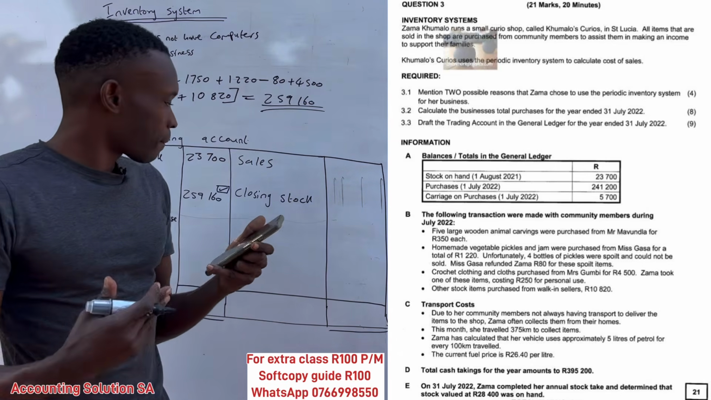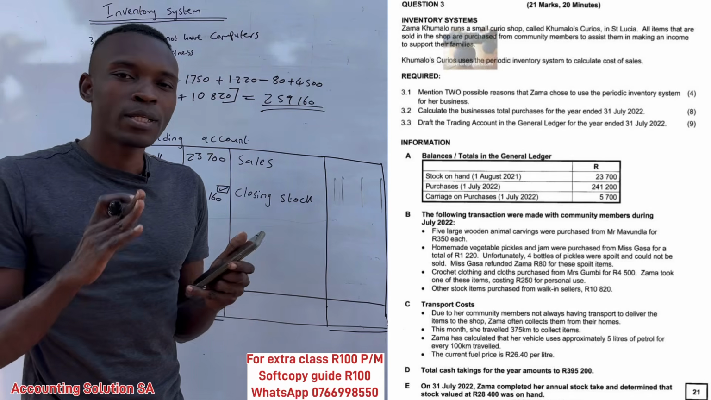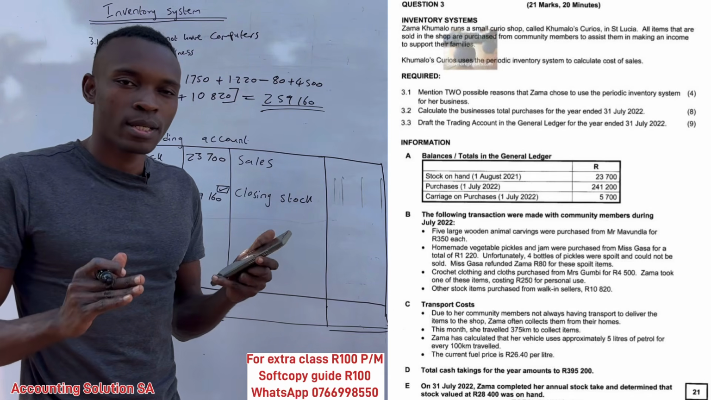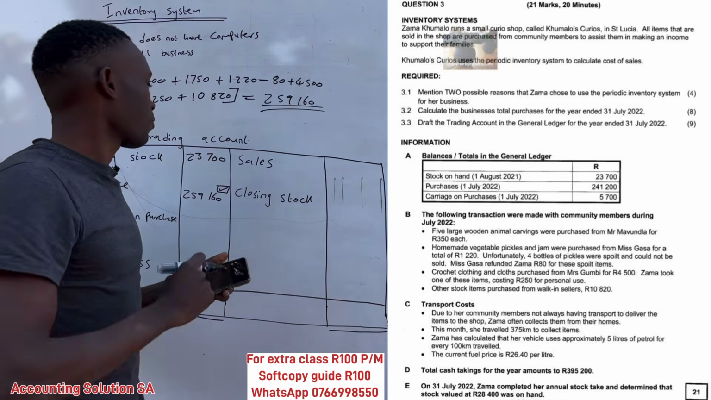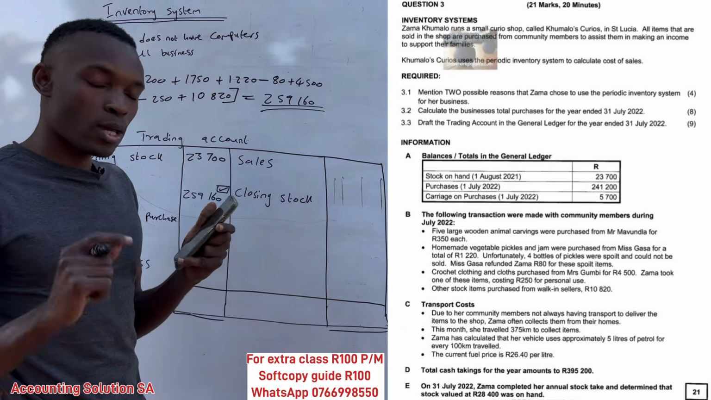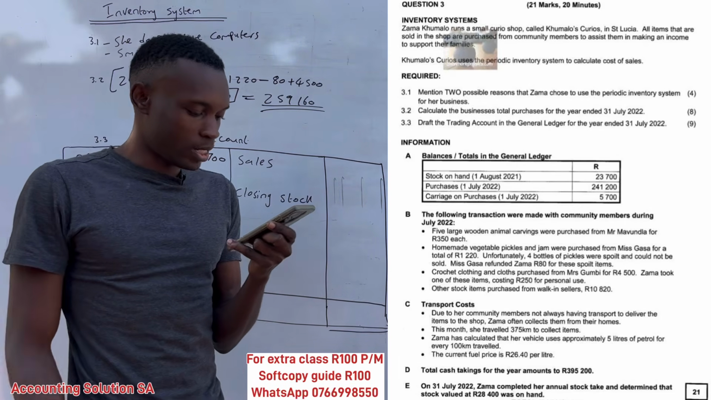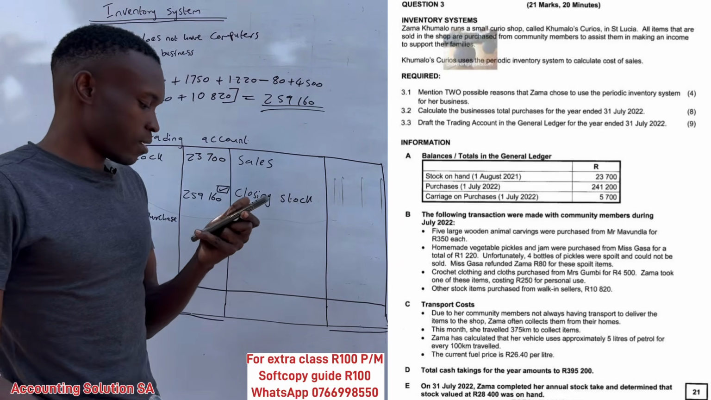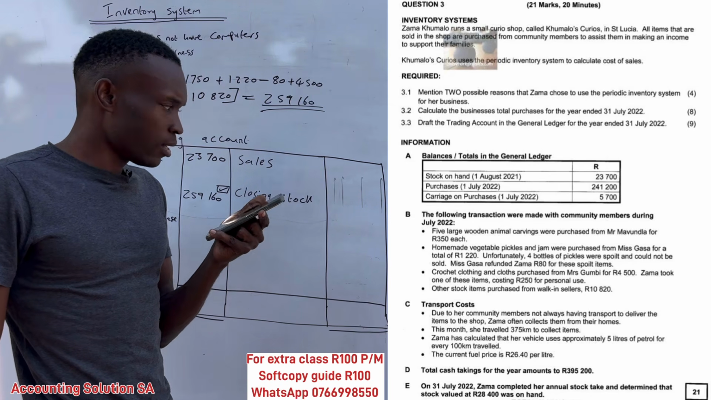Okay, the carriage on purchase that we put here, guys, is carriage on purchase, not carriage on sales. Carriage on sales is delivery to the customer. It does not form part of carriage on purchase. Here we are looking for carriage on purchase only. Yes, this one is related to carriage on purchase. I'm just emphasizing.